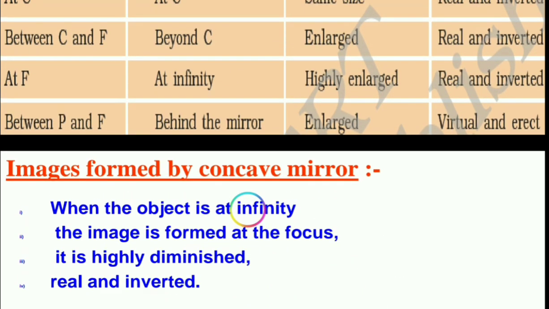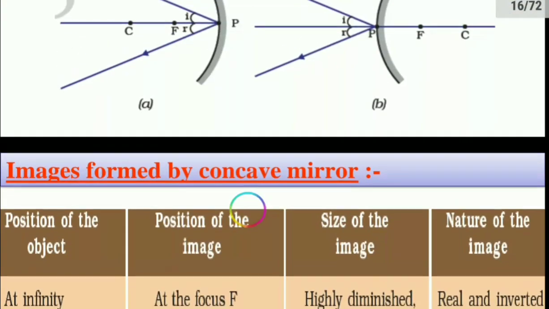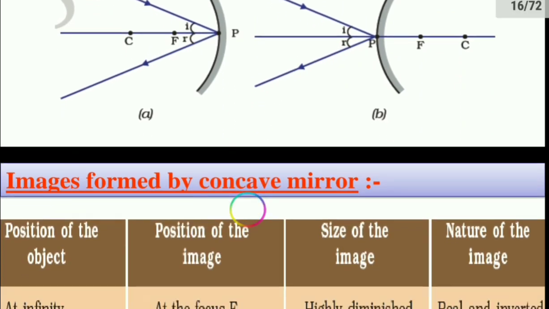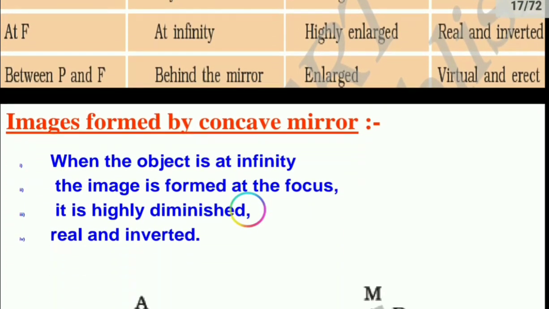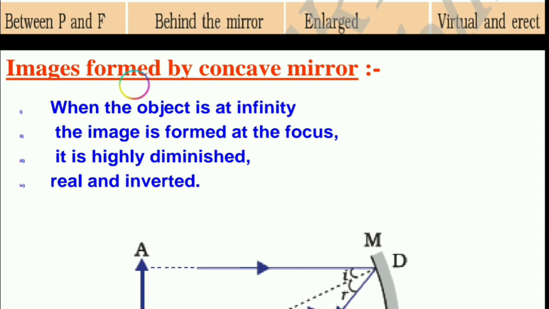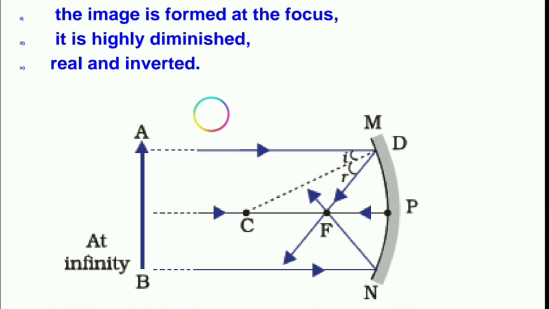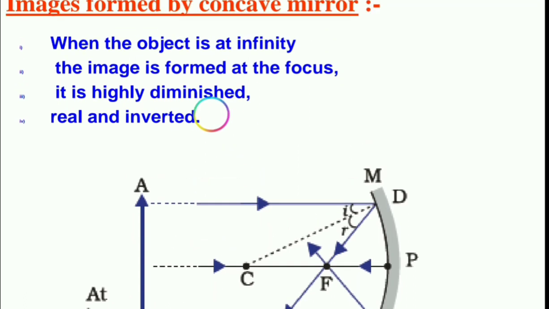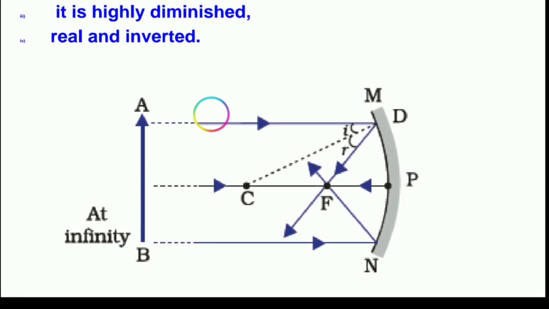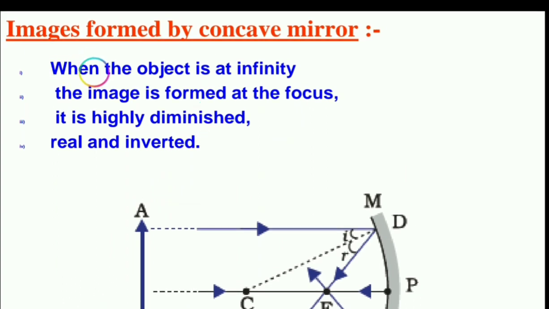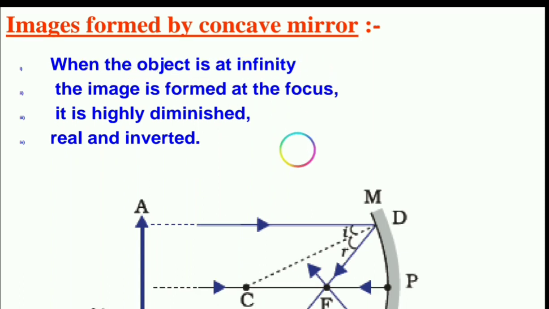This is lecture 3. Yesterday, we were dealing with the rules. Today's lecture will be dealing with images formed by the concave mirror. Remember all the rules? We'll be dealing with all the rules and we'll be making a diagram. First, when an object is at infinity. This is the first image formation when the object is at infinity.